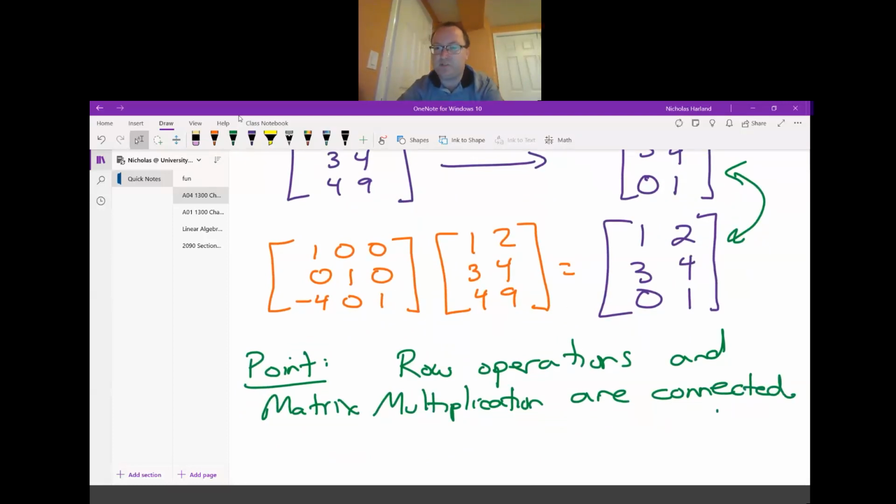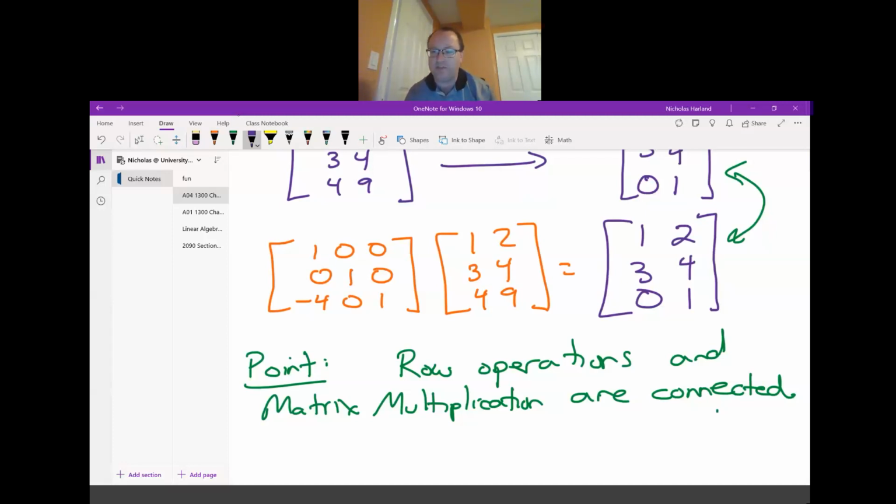So any row operation can be thought of as matrix multiplication. Now you might be thinking, and if you're not thinking it, you should be, why on earth would we do this? Row operations are easier. But that's not the point.